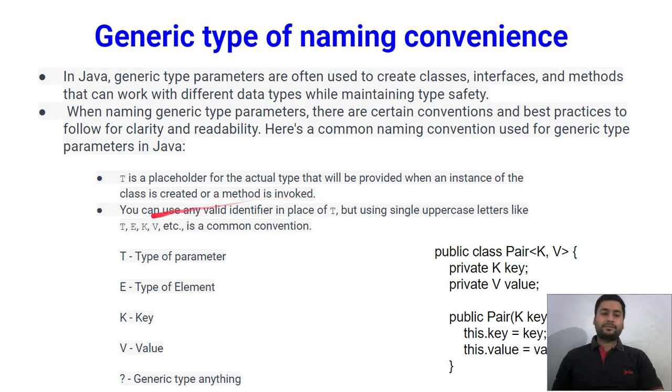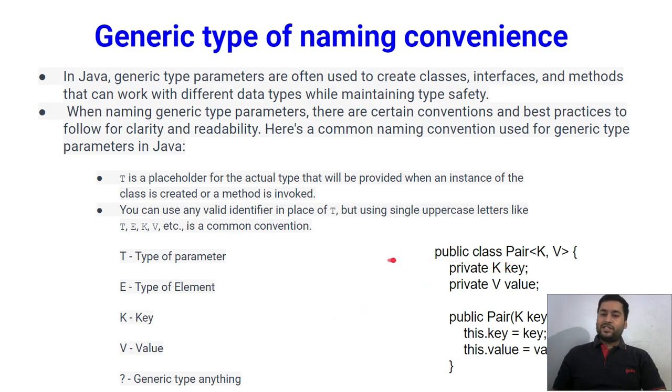You can use any valid identifier in place of T. You can use S, you can use your name, you can use P, anything. But the standard naming convention is T, E, and so on. Use a single uppercase letter like T, E, K, V, etc. T is used for the type parameter, E for the element type, K for the key, and V for the value. And what is a generic type? It means anything that will support a value.